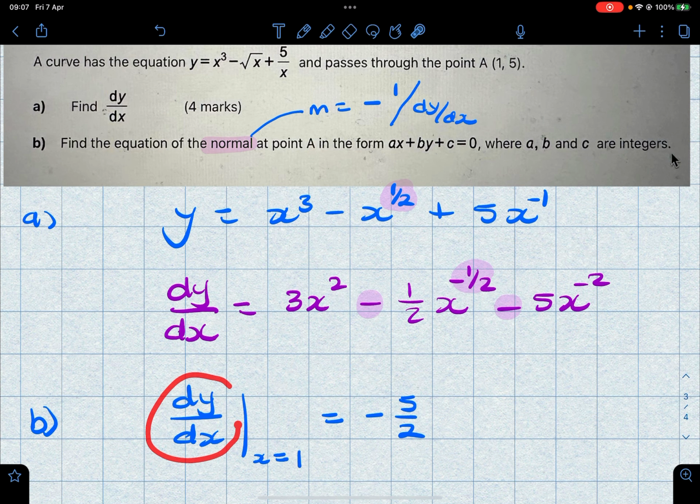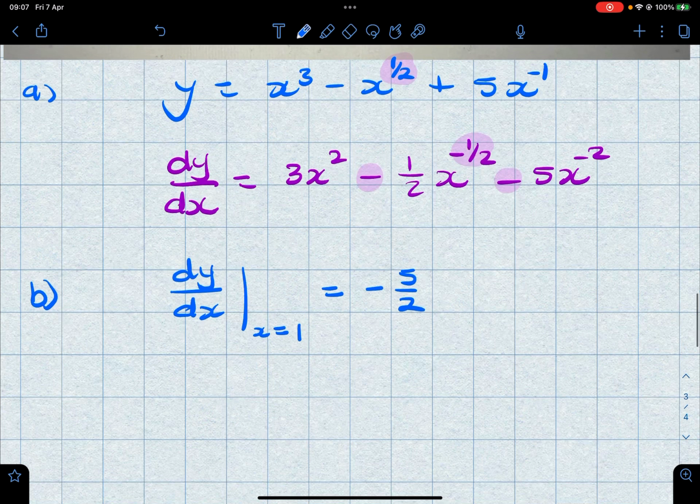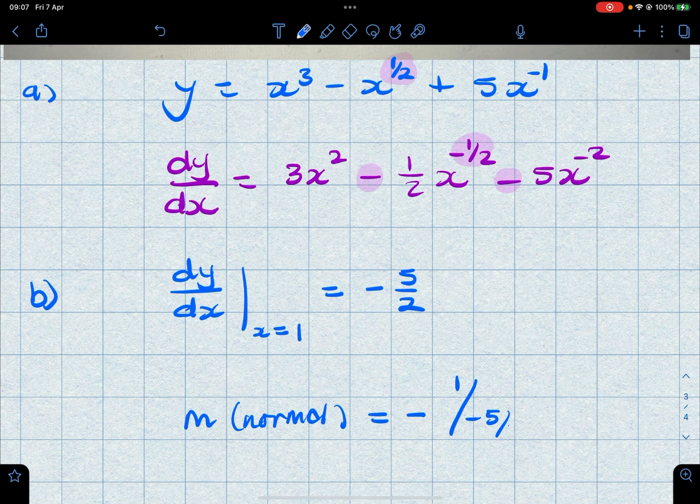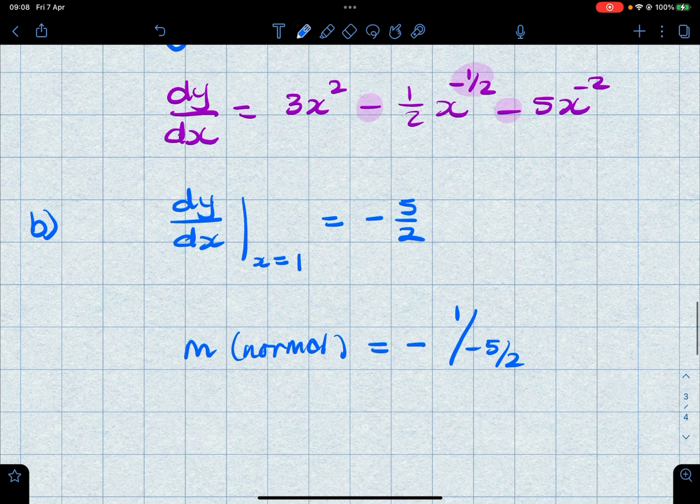Okay, so we found dy by dx, but remember the gradient for my normal is not equal to that. It's equal to minus 1 over minus 5 over 2. That just means the negative reciprocal. So that means, in plain English, you change the sign and you flip it. You turn it upside down. So 5 over 2 becomes 2 over 5, and then minus becomes positive. So it's just 2 over 5.